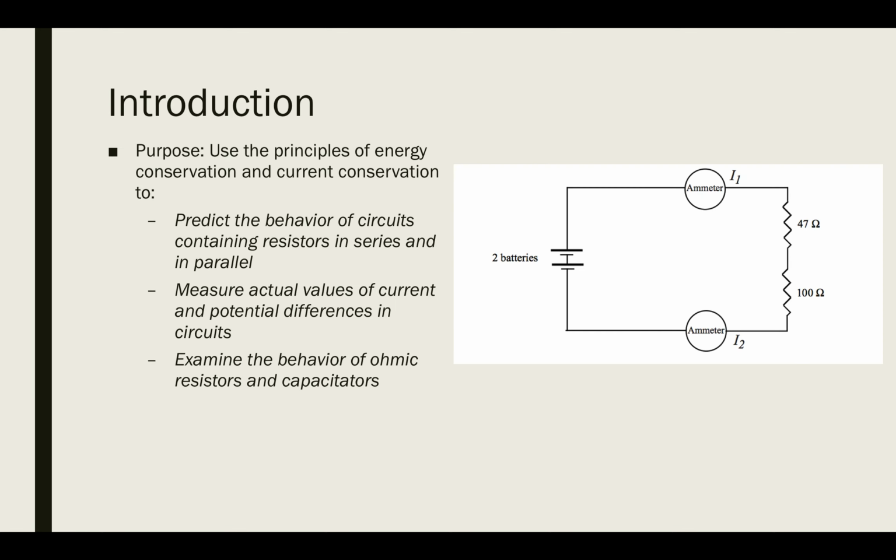The purpose of this lab is to use the principles of energy conservation and current conservation to predict the behavior of circuits containing resistors in series and in parallel, to measure the actual values of current and potential differences in circuits, and to examine the behavior of ohmic resistors and capacitors. In this lab, we'll be taking a look at circuits in series, parallel, and we'll be taking a look at an RC circuit later in the lab.